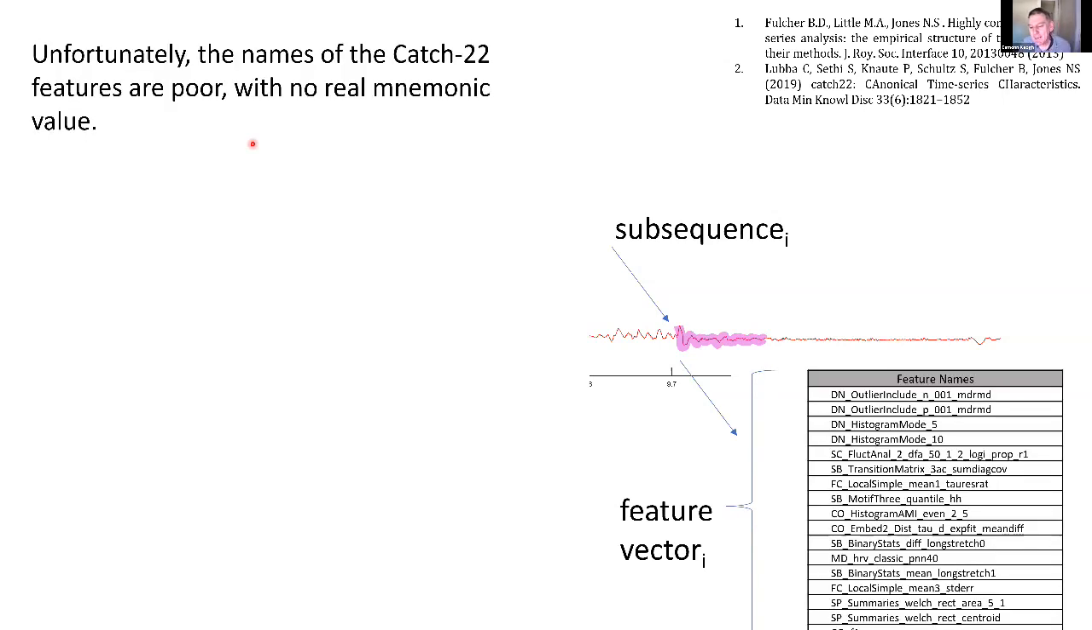Unfortunately, the names that they actually came up with for these 20 features are awful. They have no really good semantic value, but here are the names of the 20 features, or some of them here. And so my claim is we should begin by taking a subsequence, computing these 20 feature vectors from them, and reason with those feature vectors.